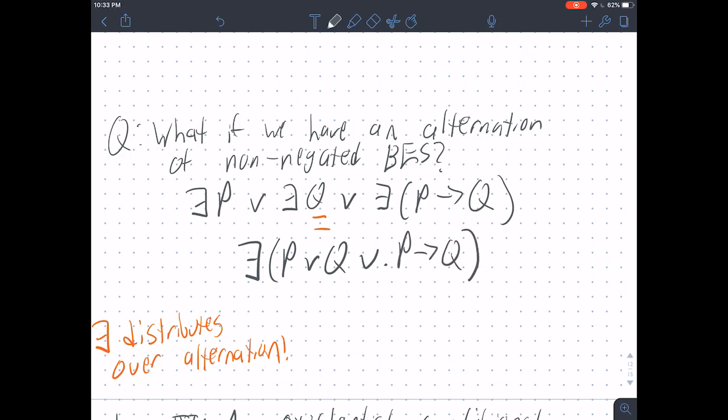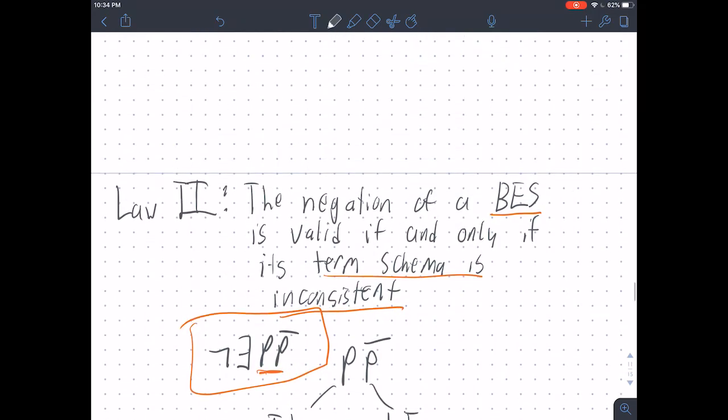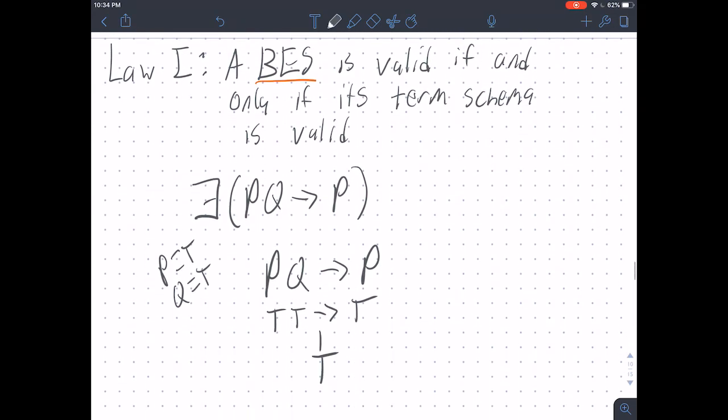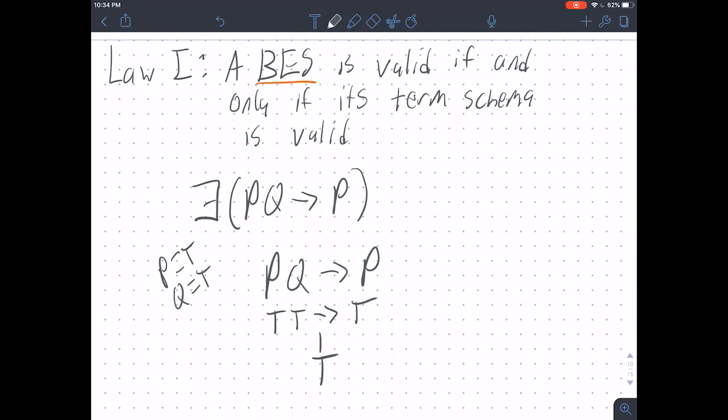Right? And so if we have this, we don't have an alternation of non-negated Boolean existence schemata anymore. We just have a single Boolean existence schema. And so if we wanted to test this for validity, we'd factor out the backwards E, turn it into this. And if we wanted to test this for validity, we just need our first law: a Boolean existence schema is valid if and only if its term schema is valid.